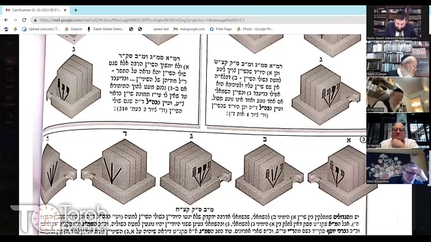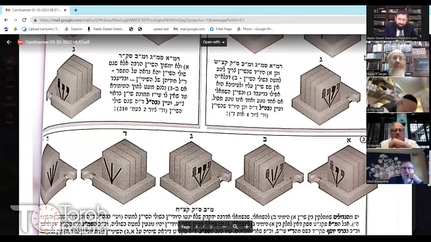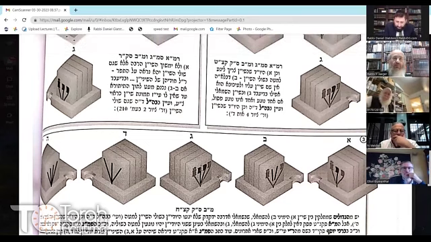The legs of the shin should be in the form of yuds and not just lines. Not like over here, but rather they should be yuds. I would call it more like vavs, but okay, that's the point. The point is it should not be just lines. It should have the image of a yud on the top.